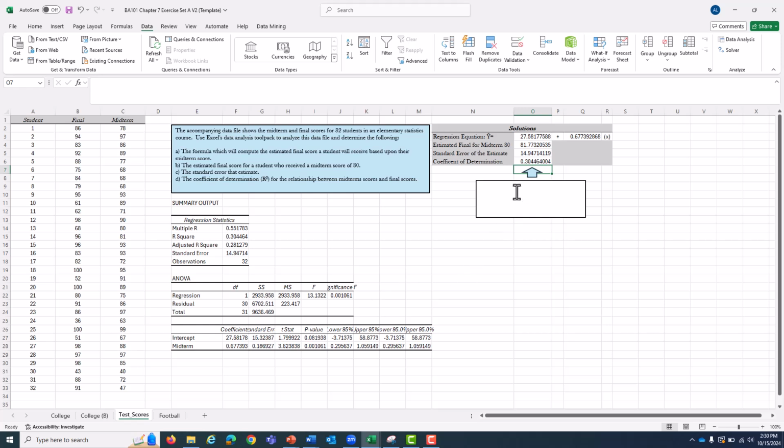Well, in this little box over here, I'll type in exactly what it means. That coefficient of determination says that 30.45% of the sample variation in final grades can be explained by this regression equation. See, there's a lot of factors that go into what you get on a final score besides what you had on the midterm.